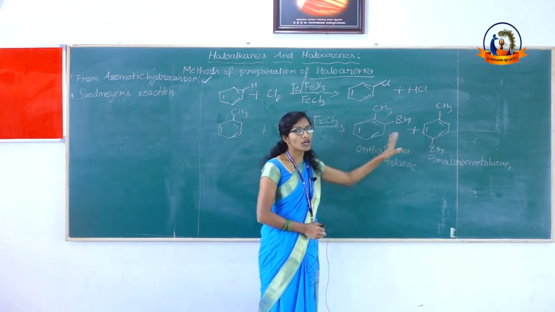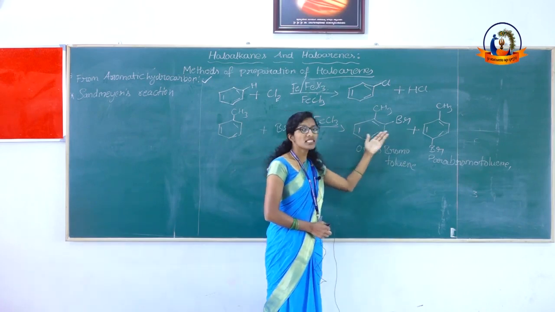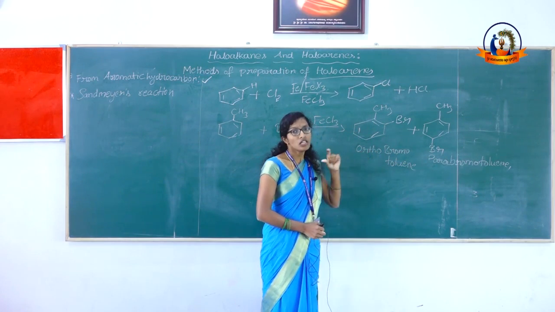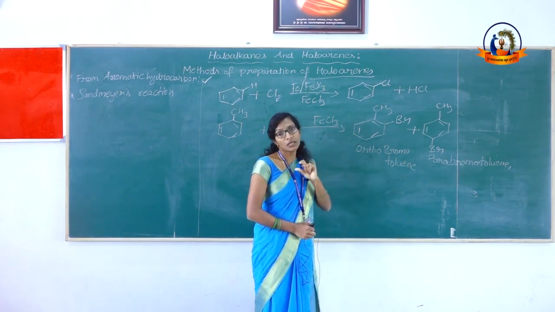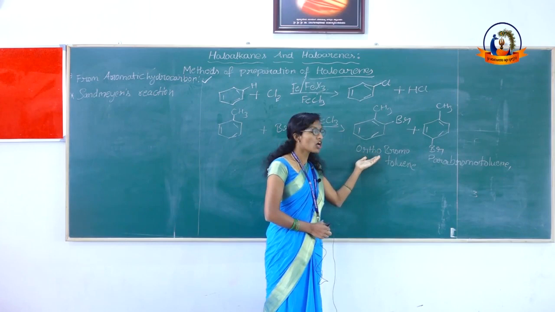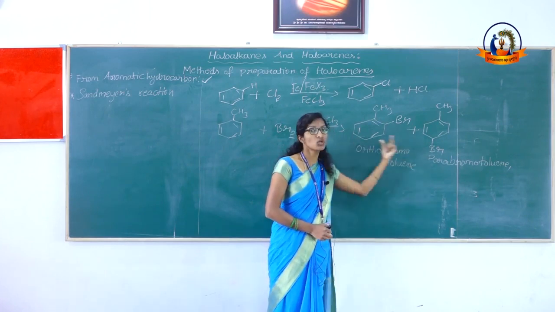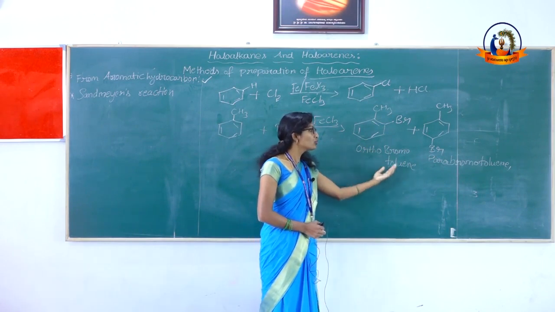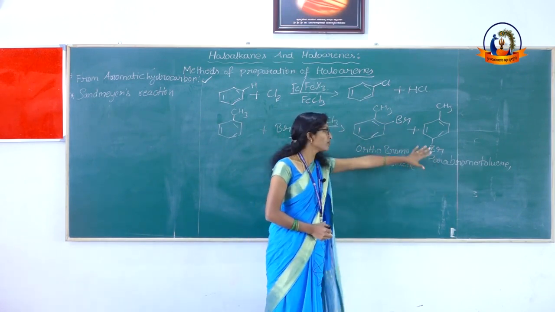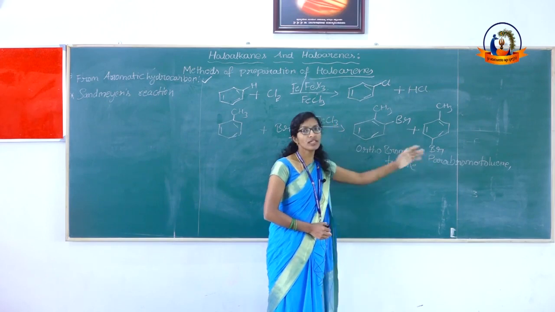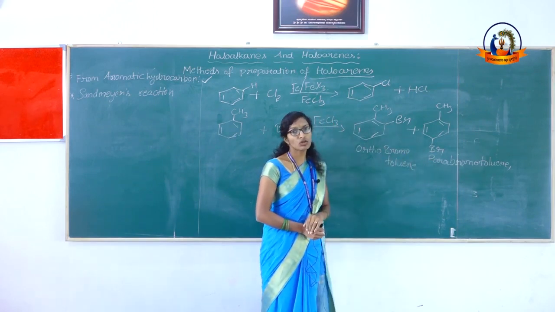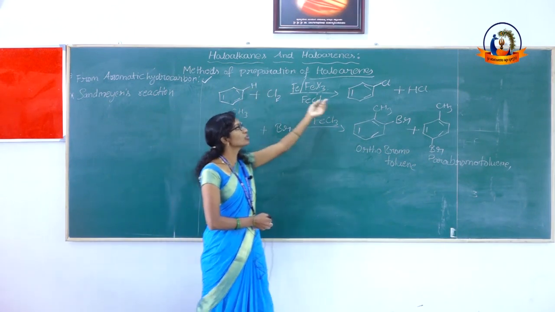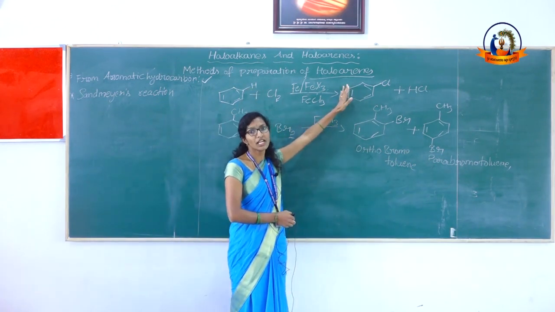It gives 2 products. Here we can separate these ortho and para compounds because there is a lot of difference between their boiling points, so we can easily isolate what we want. If we want ortho bromo toluene, we can remove this one. If we want para bromo toluene, we can remove the ortho bromo toluene. Here we can replace the hydrogen by chlorine, bromine and iodine.